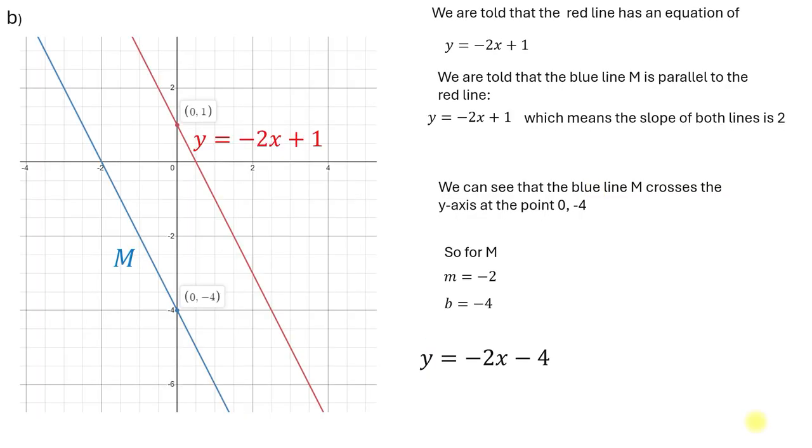Question 5b, we're given a line y equals negative 2x plus 1, and we're told that line M is parallel to this. So right away, we know that the slope for M is going to be negative 2, and we can see that the line M crosses the y-axis at negative 4. So we know that B will have a value of negative 4. So if M is negative 2 and B is negative 4, we have enough information to write our equation y equals negative 2x minus 4.